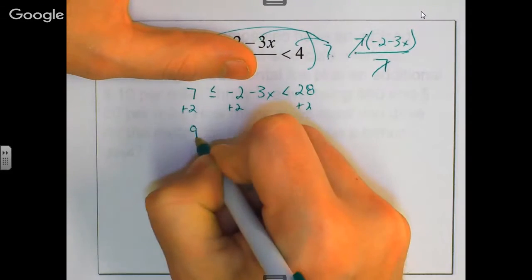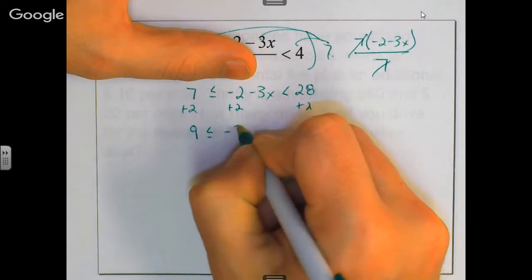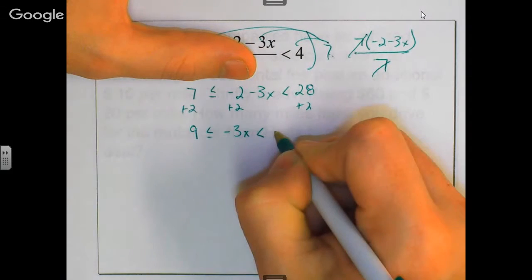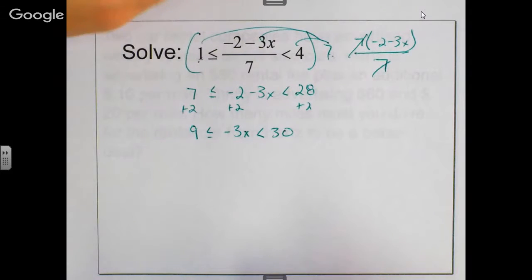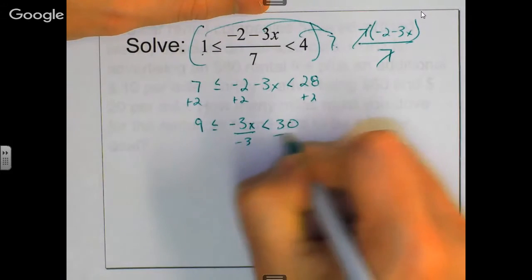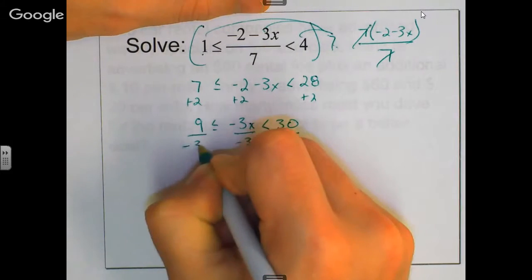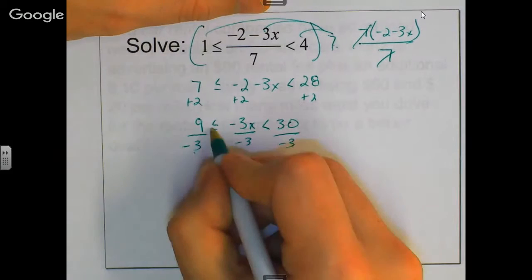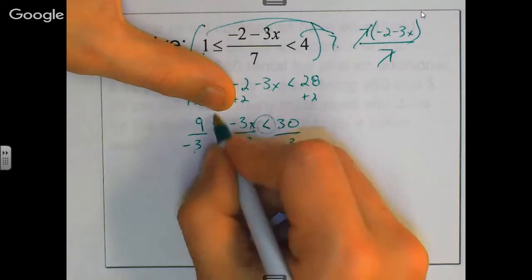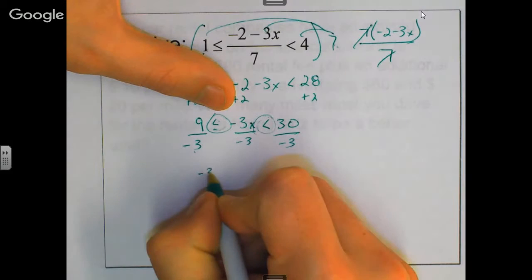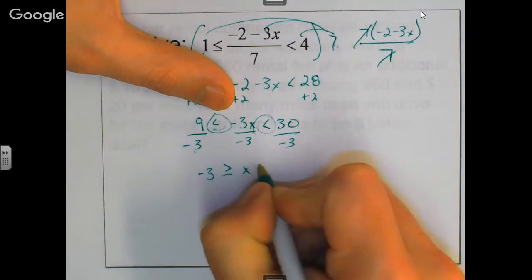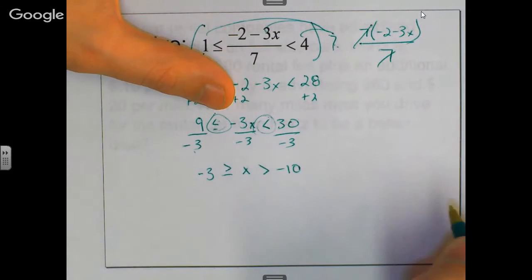Okay, so we're going to add 2 to every side. So you have 9 less than or equal to negative 3x less than 30. And divide by negative 3. And when I do that, since I'm dividing by a negative, I'm simply going to flip the direction of these two signs. So I have negative 3 greater than or equal to x, greater than negative 10.